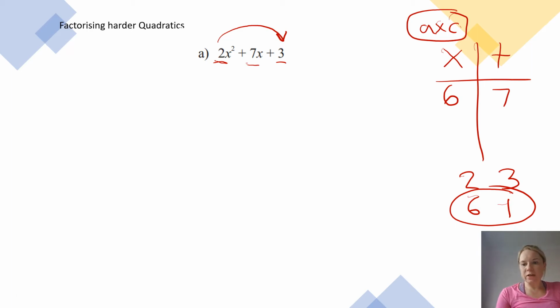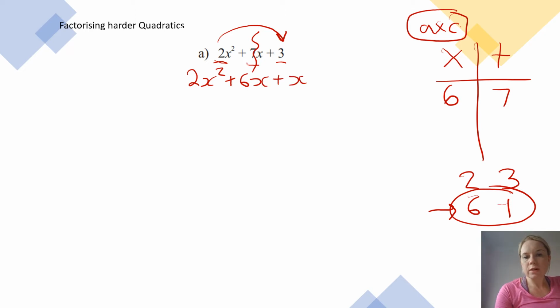So what we do with these this time is we separate out this x value. We end up with 2x squared, and our x value is now going to be split into 6x and 1x. So it's literally separating them out into those two, to break the 7 down, because it's always going to be two numbers which add to get that 7x. Now what we want to do is take the first two and the second two and factorise them separately. So again, we're going to take these as two separate things.